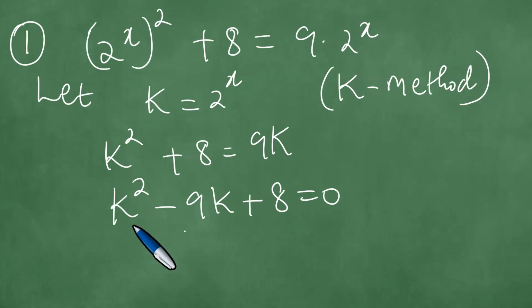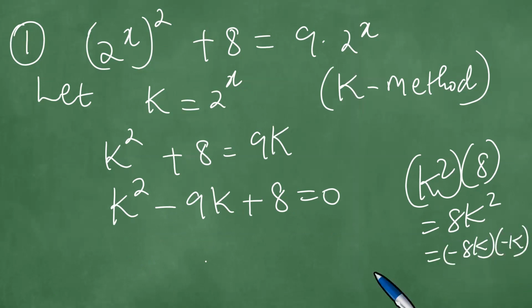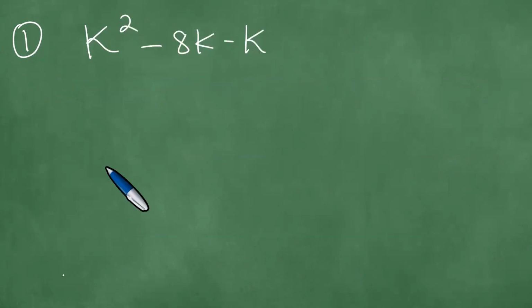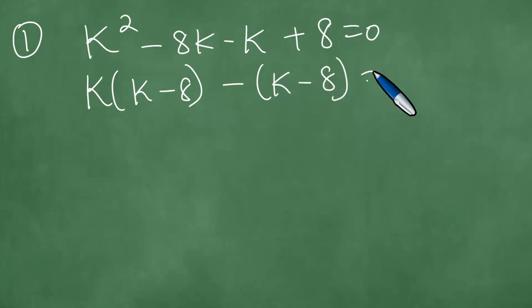What are the factors of this? When you multiply k squared and 8, you get 8k squared, which is minus 8k minus k. And this gives us k squared minus 8k minus k plus 8 equals 0. Subtract out k and you have k minus 8, and k minus 8.